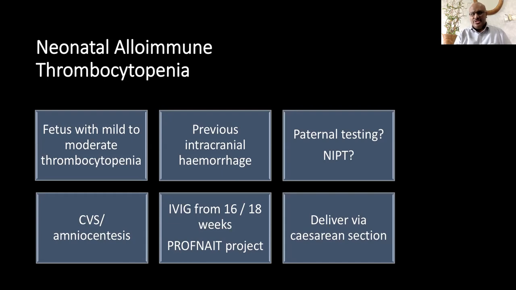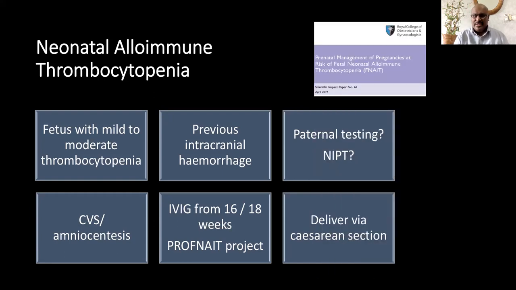The recommendation is to give the mother IVIG from 16 to 18 weeks onwards till delivery, and to deliver the baby via an atraumatic way, ideally via a cesarean section. Now, interestingly, in the UK, they've embarked on a new project called the PROFNATE project, where they are giving mothers immune prophylaxis, trying to reduce the incidence of neonatal alloimmune thrombocytopenia. And I think we should watch this space.